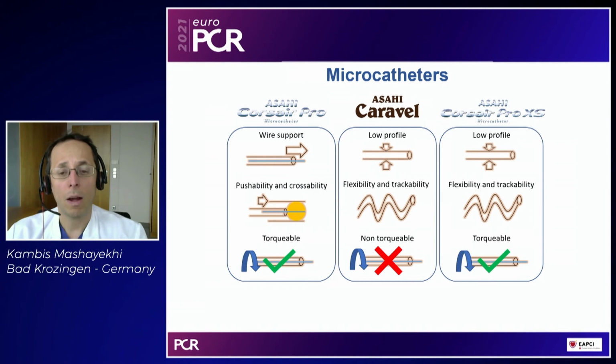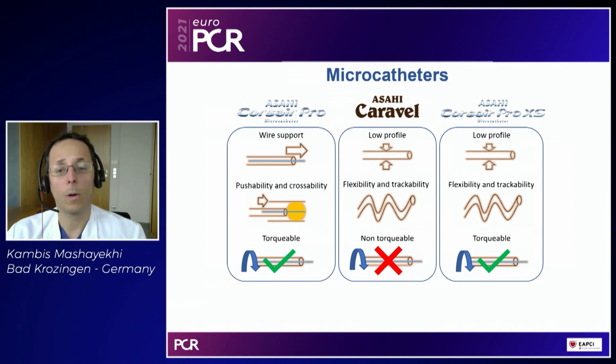If you have a very tiny channel, and you have problems with trackability, and you have a good backup from your retrograde guide, the Caravel, especially in the epicardials, would be the microcatheter of choice, because you have great flexibility, trackability, and very nice integration. The wire response is very good in this device.